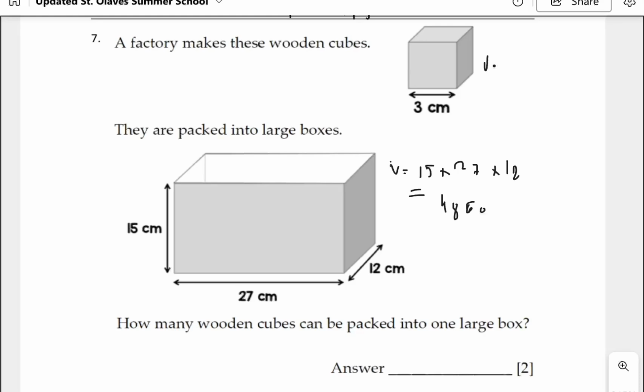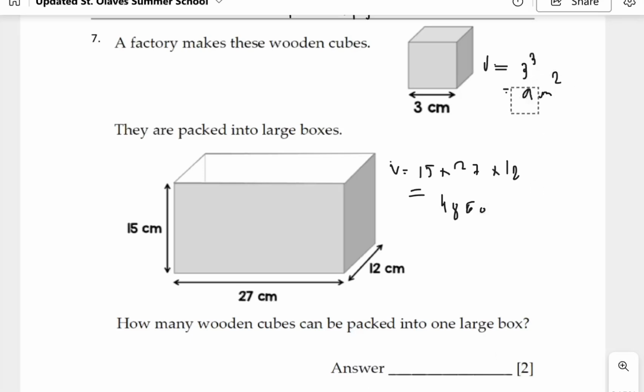And since it's a cube, we know that the volume is just 3 cubed, which is equal to 9 centimeters squared. This should actually be, 3 cubed is not 9. It is in fact 27 centimeters cubed. So it should be 27 centimeters cubed.